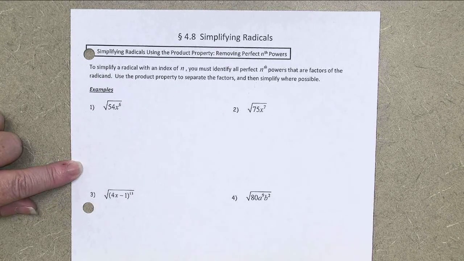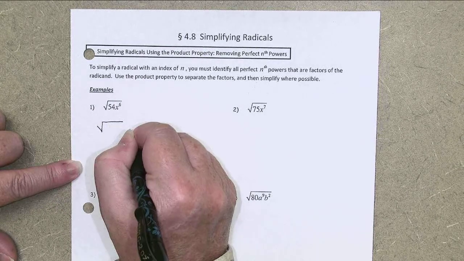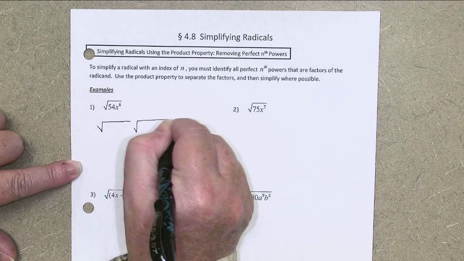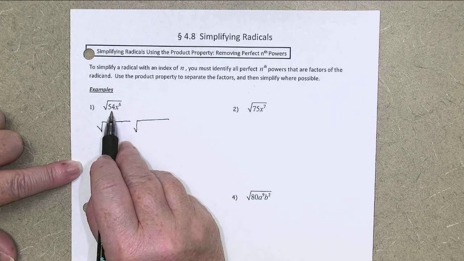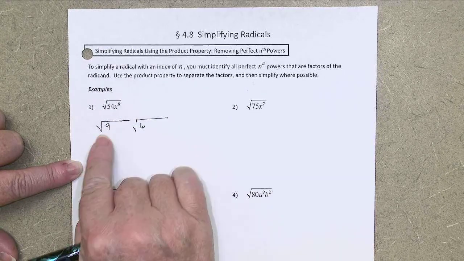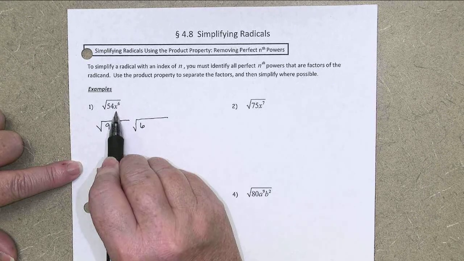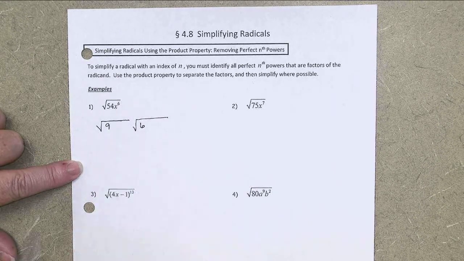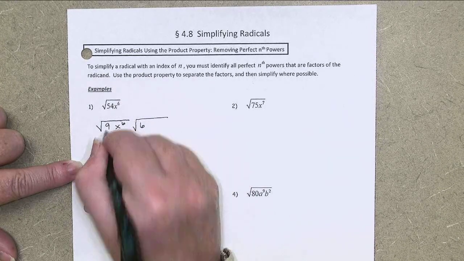In this first one, the square root of 54x to the 6th, I'm going to say since the square root of 54 does not come out evenly, I want to think of a perfect square that goes evenly into 54. And I think I'll break that 54 down as 9 times 6. The square root of 9 is going to come out evenly, so I'm happy with that. Now, the variable part. In this case, x to the 6th is going to come out evenly. I can divide 6 by 2. It's just going to be x cubed, right? So for right now, I'm going to put the x to the 6th with a 9.